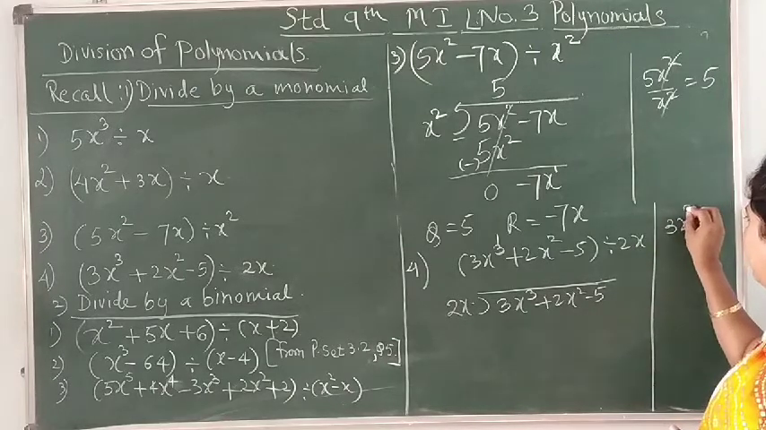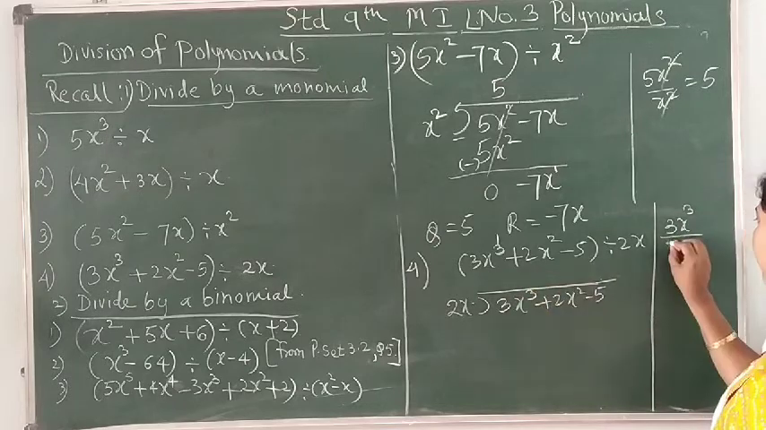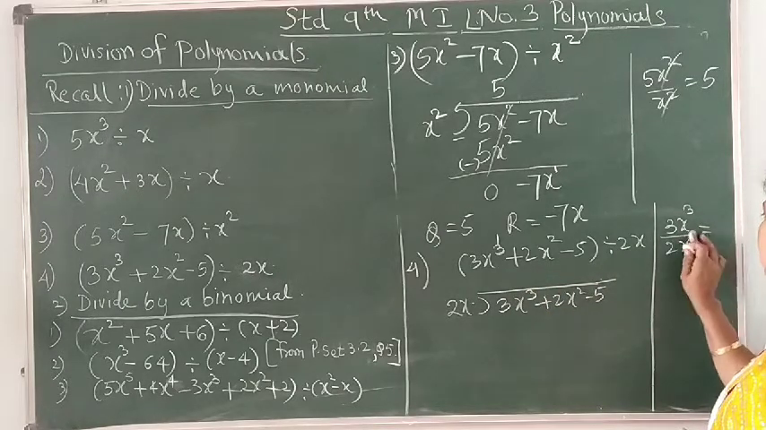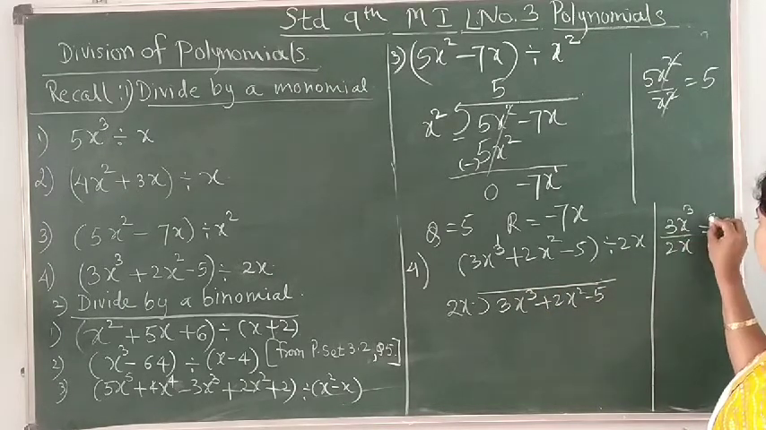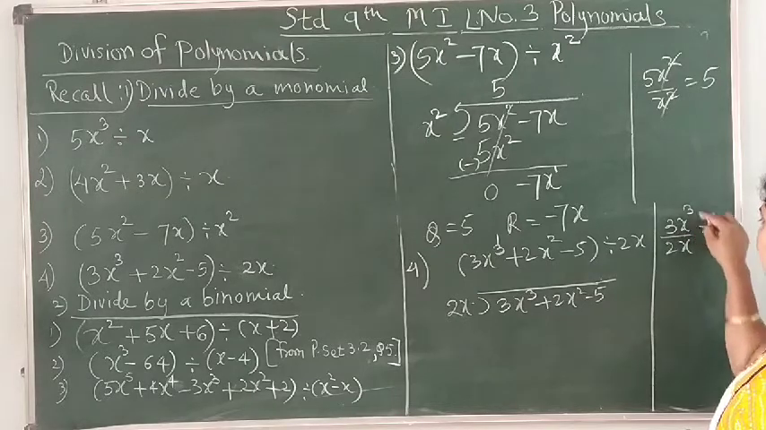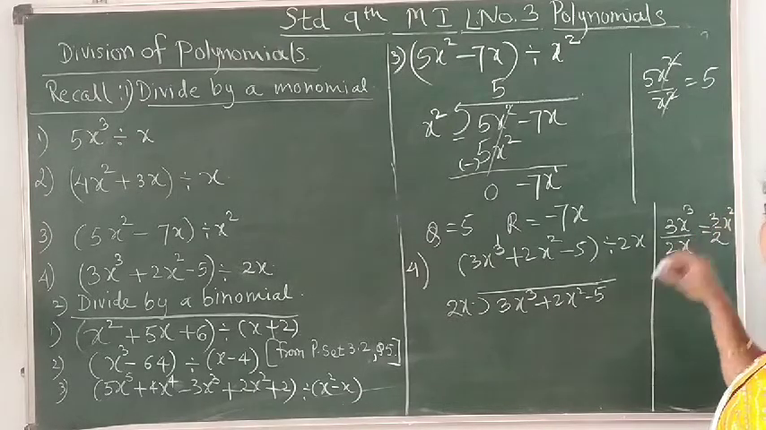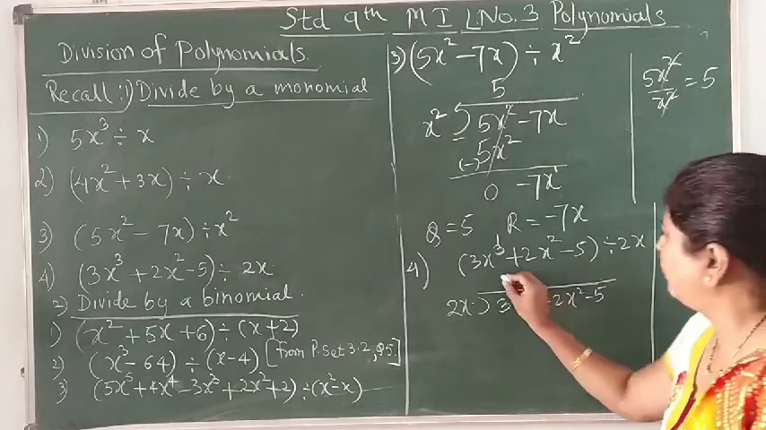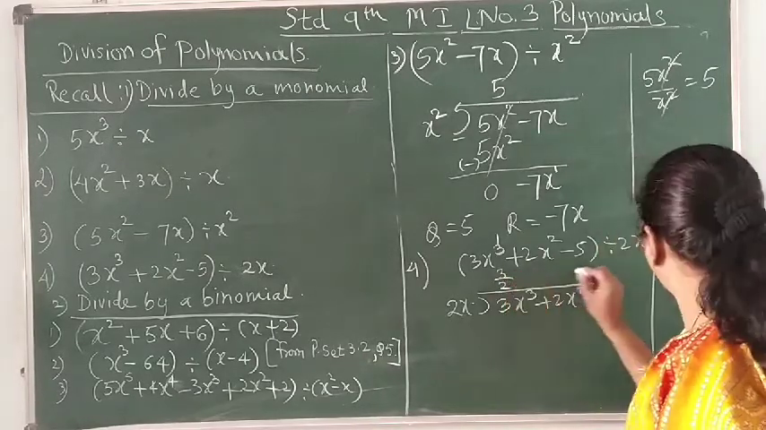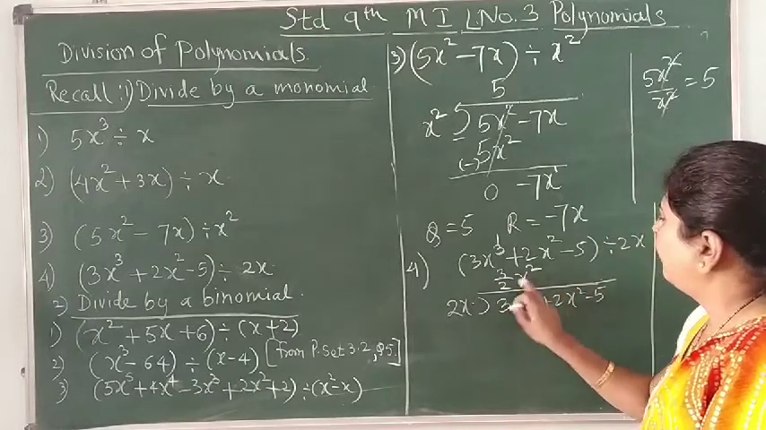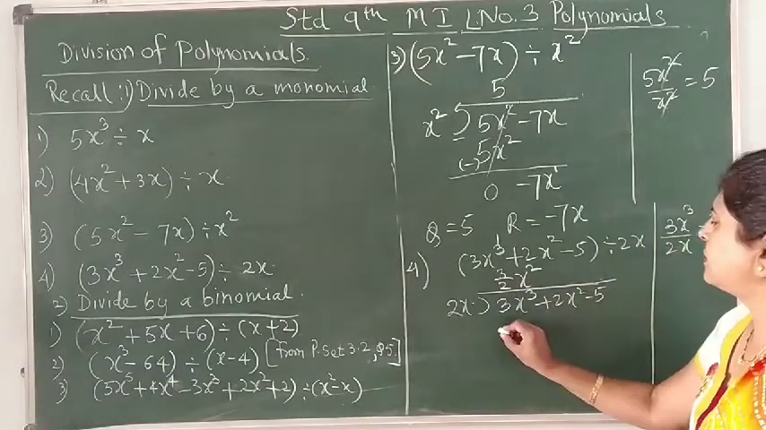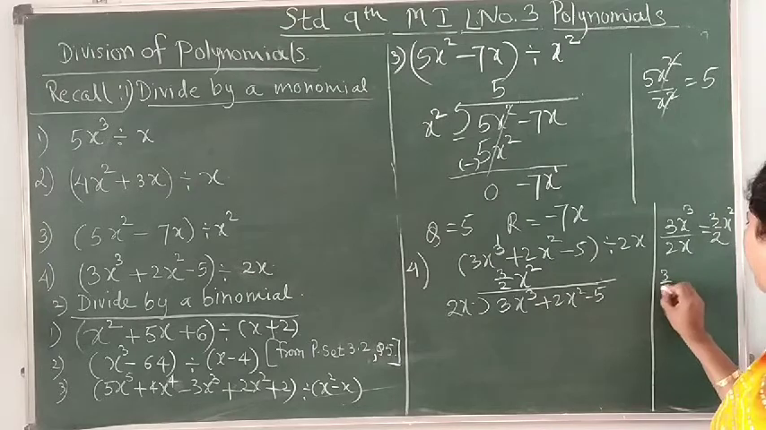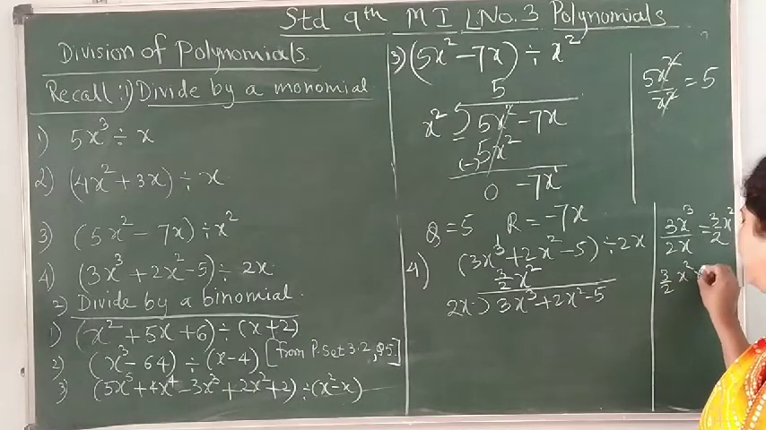This is 3x cube divided by 2x. What will be the quotient here? 3 divided by 2 you can keep as it is, 3 upon 2. x cube divided by x, you will get x square. So here you get the quotient in fraction form. Never mind, you can write this 3 upon 2 x square, the product of which is going to be this. Product of this 3 upon 2 x square into 2x.